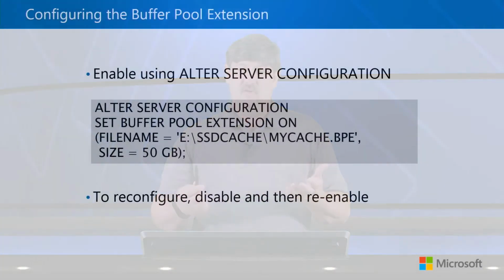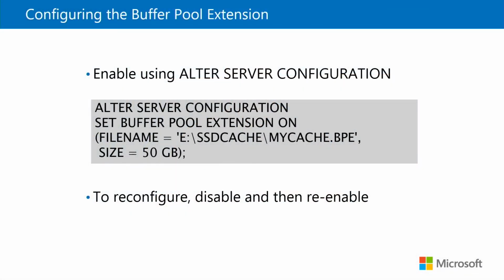So to enable the buffer pool extensions, it's really simple. You alter the server configuration, but unlike previous times where we used sp_configure to make changes, this doesn't require us to reconfigure the server. So we simply say ALTER SERVER CONFIGURATION SET BUFFER POOL EXTENSION ON, and we specify the path to it. You can only have one path to this thing.